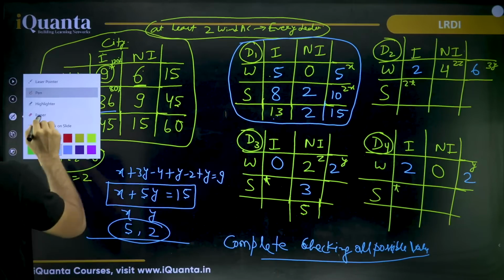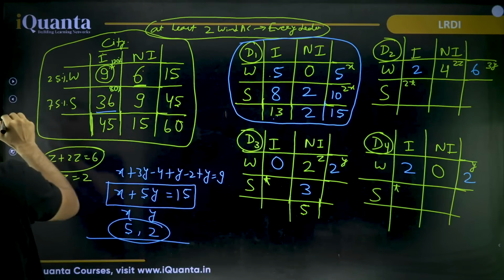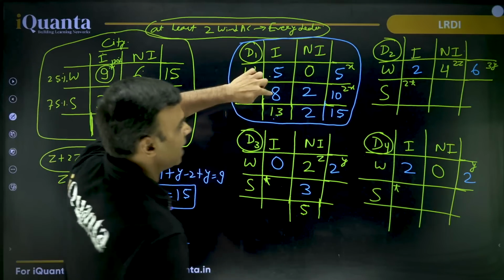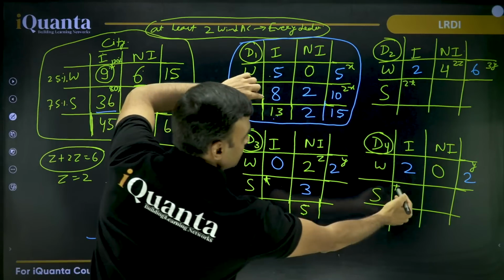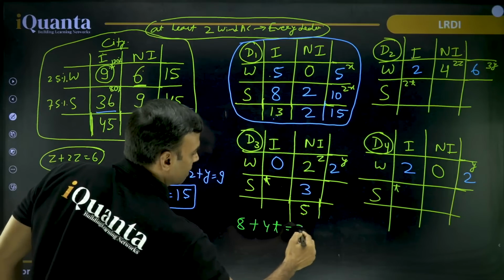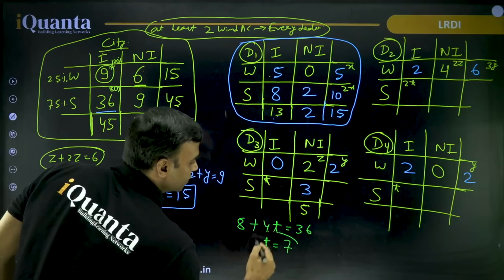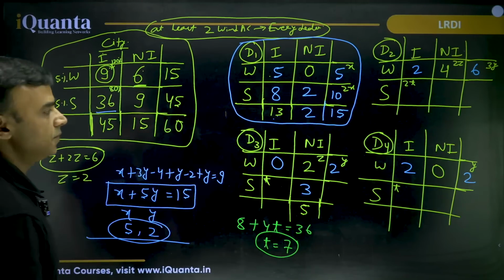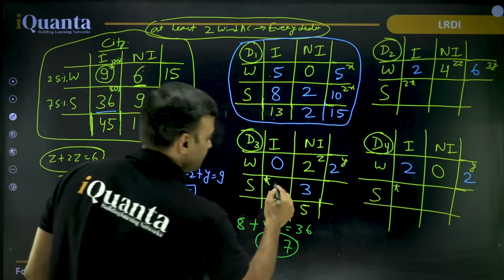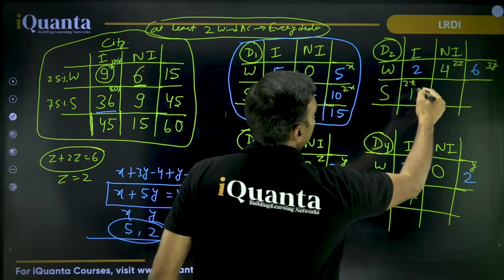Let's create some space here, and we use that space for this simplification. 8 plus 2T plus T plus T, that is 8 plus 4T. And 8 plus 4T has to be equal to 36. From here 4t is equal to 28, so t is equal to 7. So wherever you have t, put 7. One by one we put 7 there. So this t is 7, this t is 7, this 2t is 14.